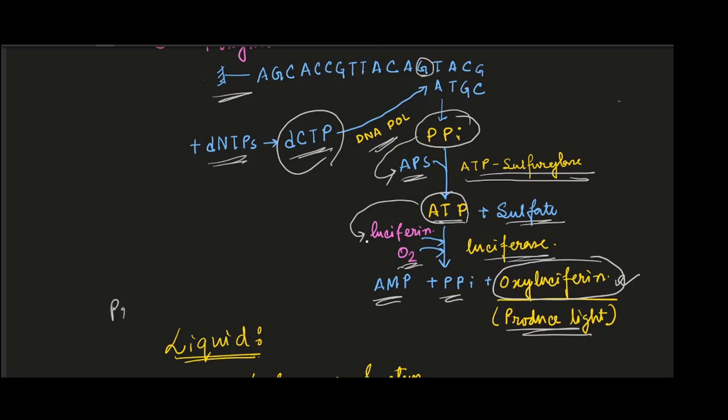We get the production of the light. Okay, light gets produced. So what does that mean? That means the pyrophosphate gets released. And what does that mean? That means the dNTP gets incorporated in our complementary strand.